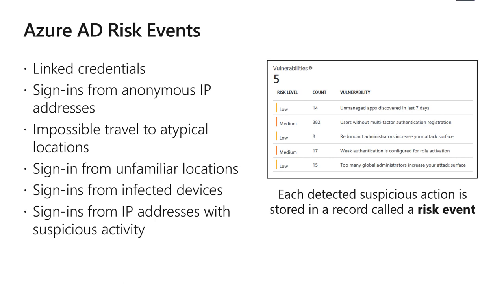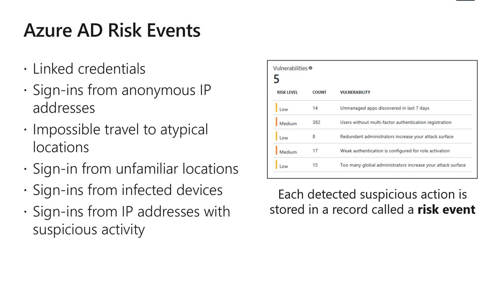There are several ideas here that might be, I would say, confusing, right? What's the difference between an anonymous IP address and impossible travel distance? Or the difference between unfamiliar locations and impossible travel locations? So here are the definitions of those.